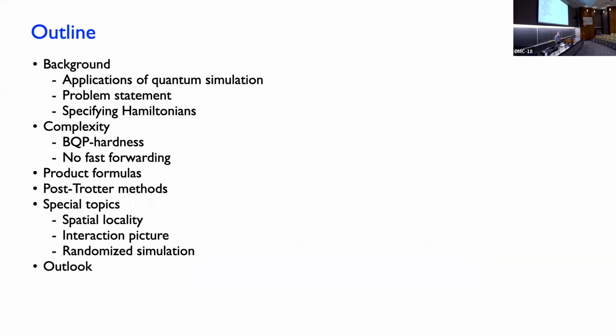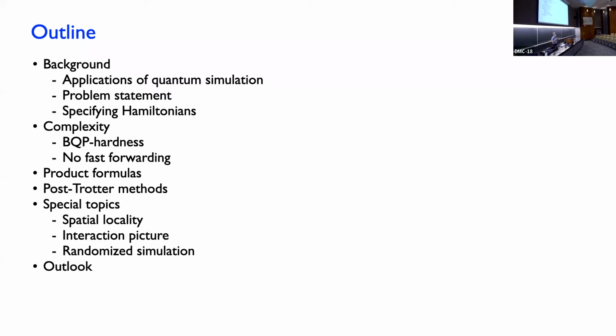Okay, so here's an outline of the topics that I would like to cover in these two lectures. I'll start with some background about possible applications, why we might want to care about Hamiltonian simulation, a more precise statement of the problem, including how we would specify the kinds of Hamiltonians that we would like to simulate. Then I'll talk about some basic complexity results related to Hamiltonian simulation.